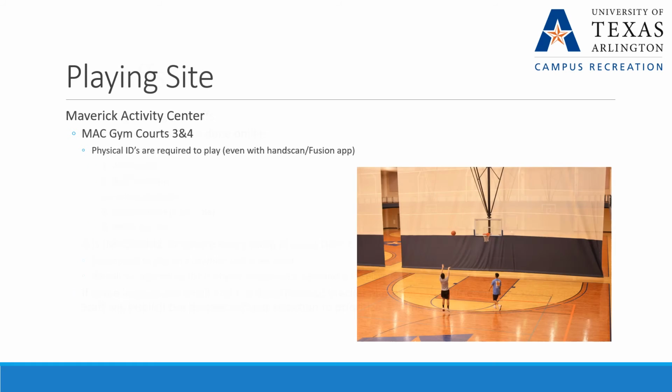Basketball will be played in the Maverick Activities Center on gym courts 3 and 4. A physical ID is required to play, even though you can get into the facility with a hand scan or the Fusion app.